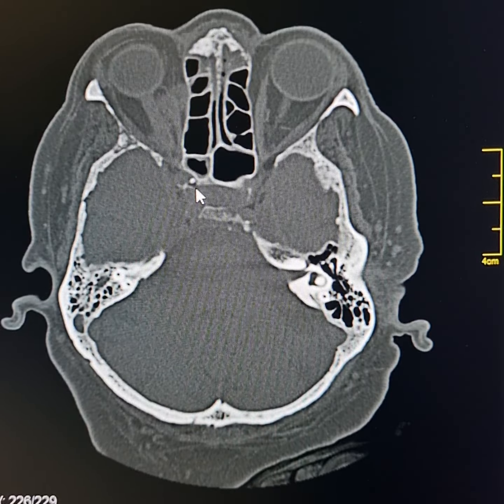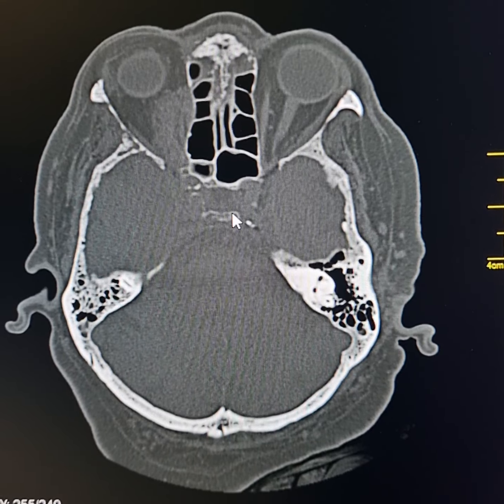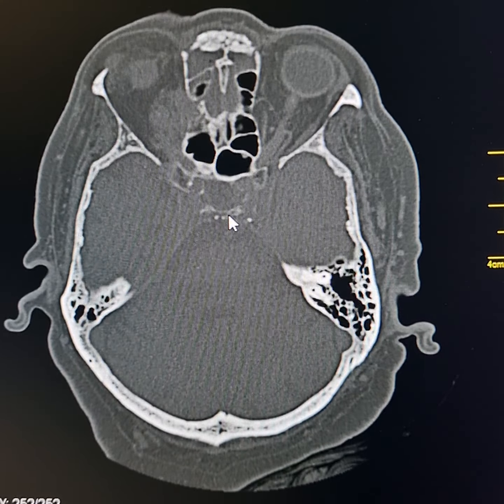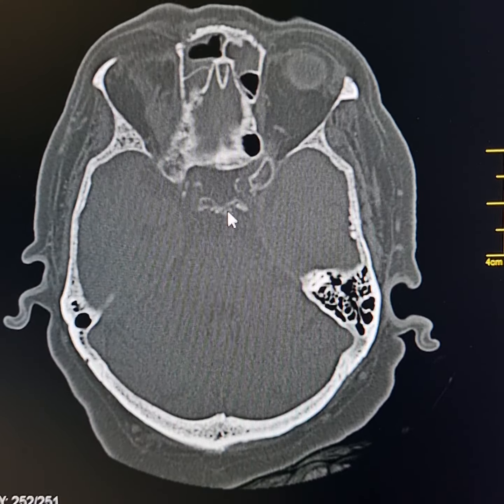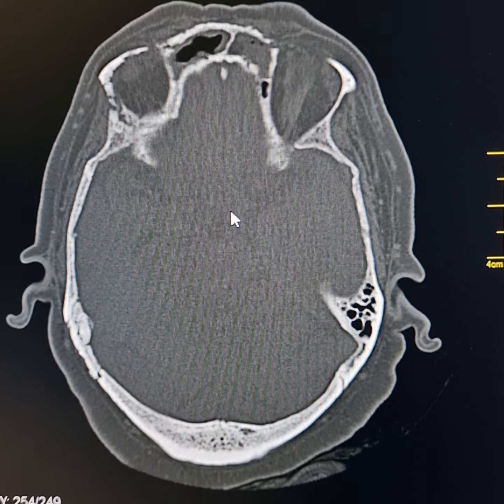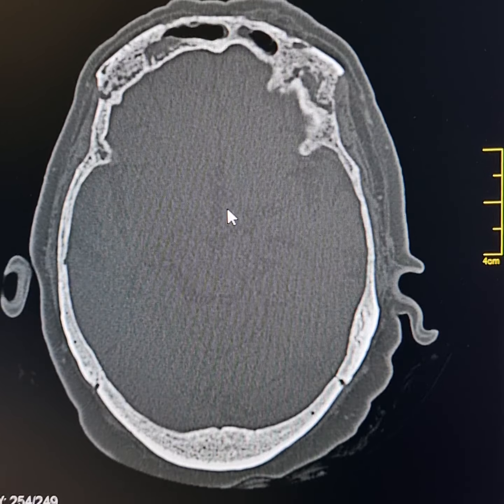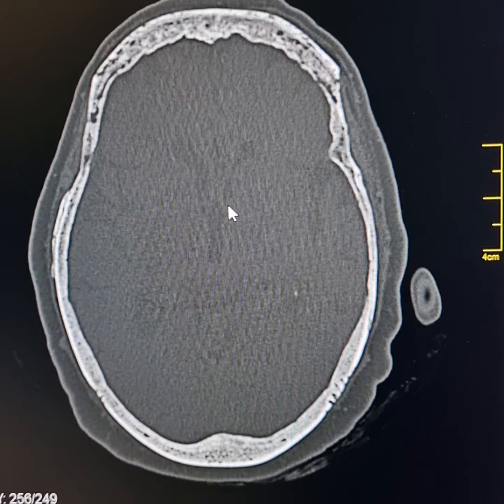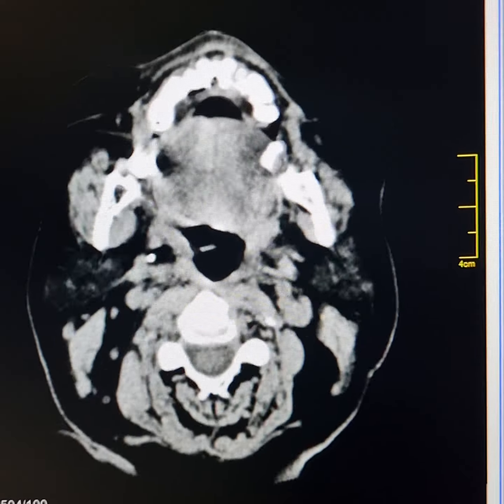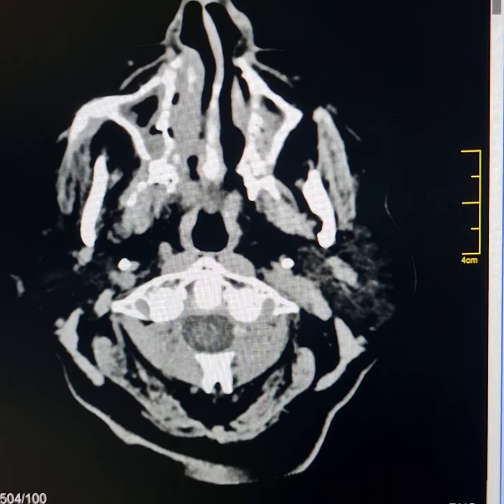Both anterior clinoid processes are eroded. This is dorsum sellae, and the posterior clinoid processes are also eroded. This is the soft tissue window.